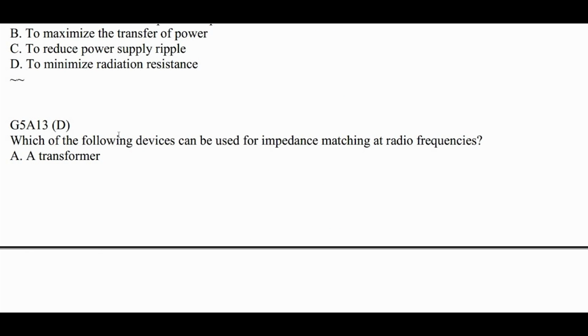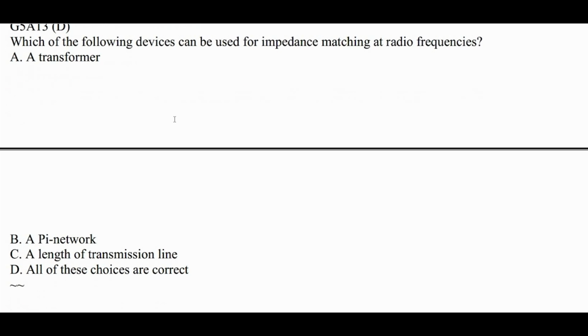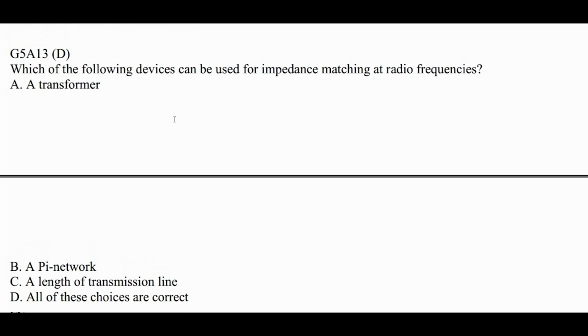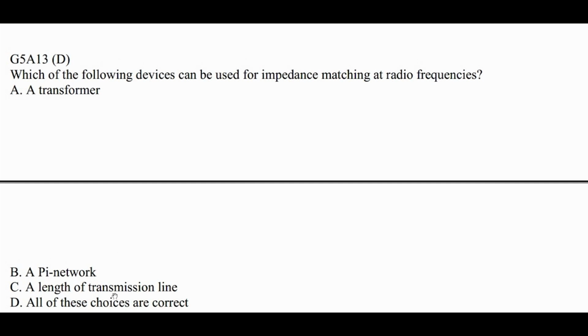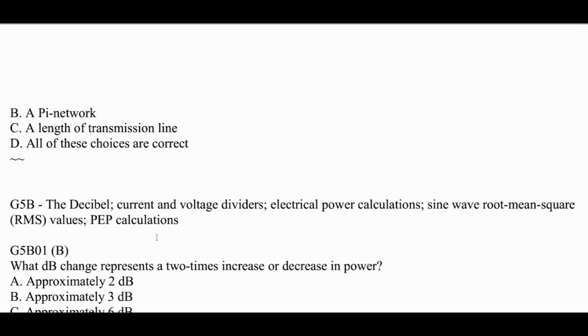G5A13. Which of the following devices can be used for impedance matching at radio frequencies? Well, we already talked about a transformer working. We know that many transmitters have pi networks in them. We also know the length of a transmission line can affect how things match. So the answer is D, all the above, really.